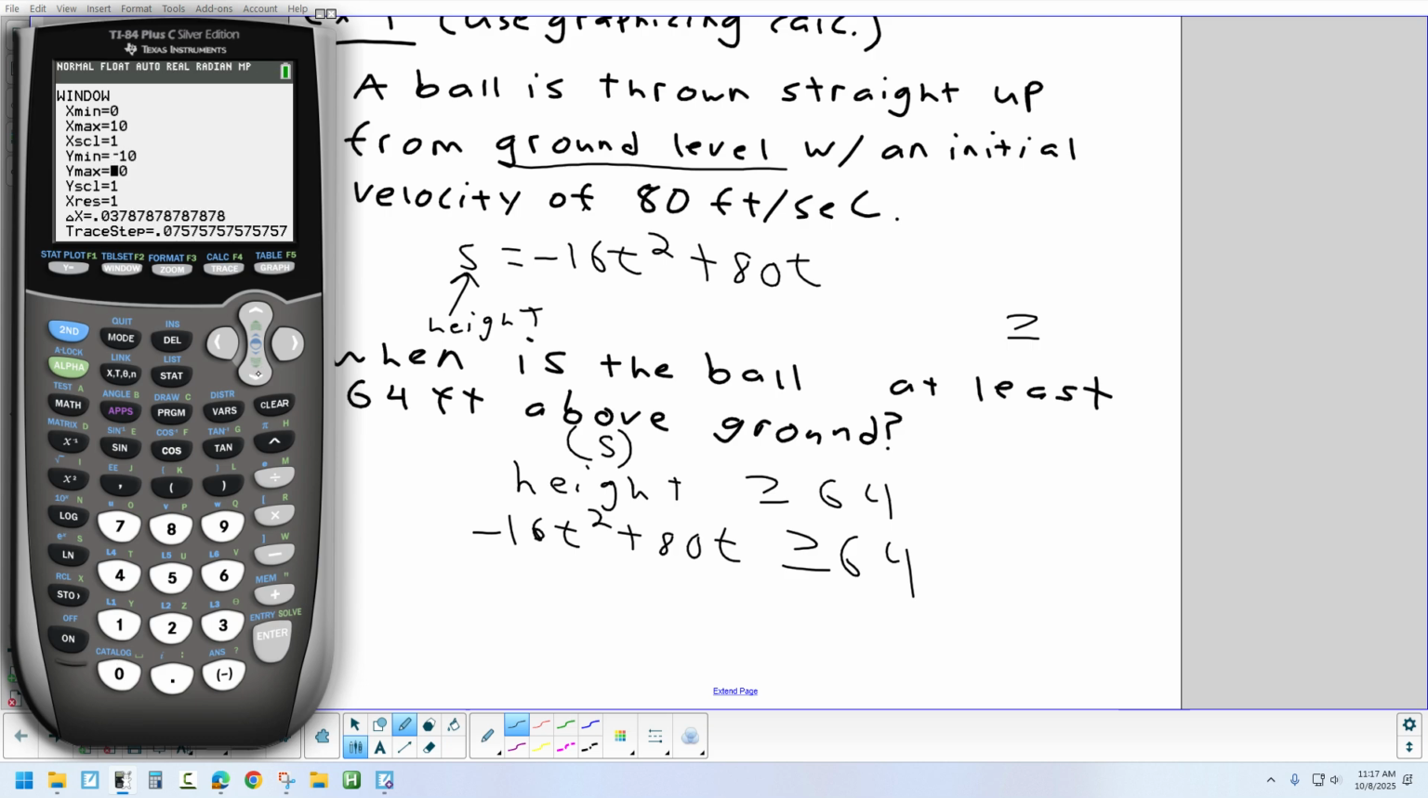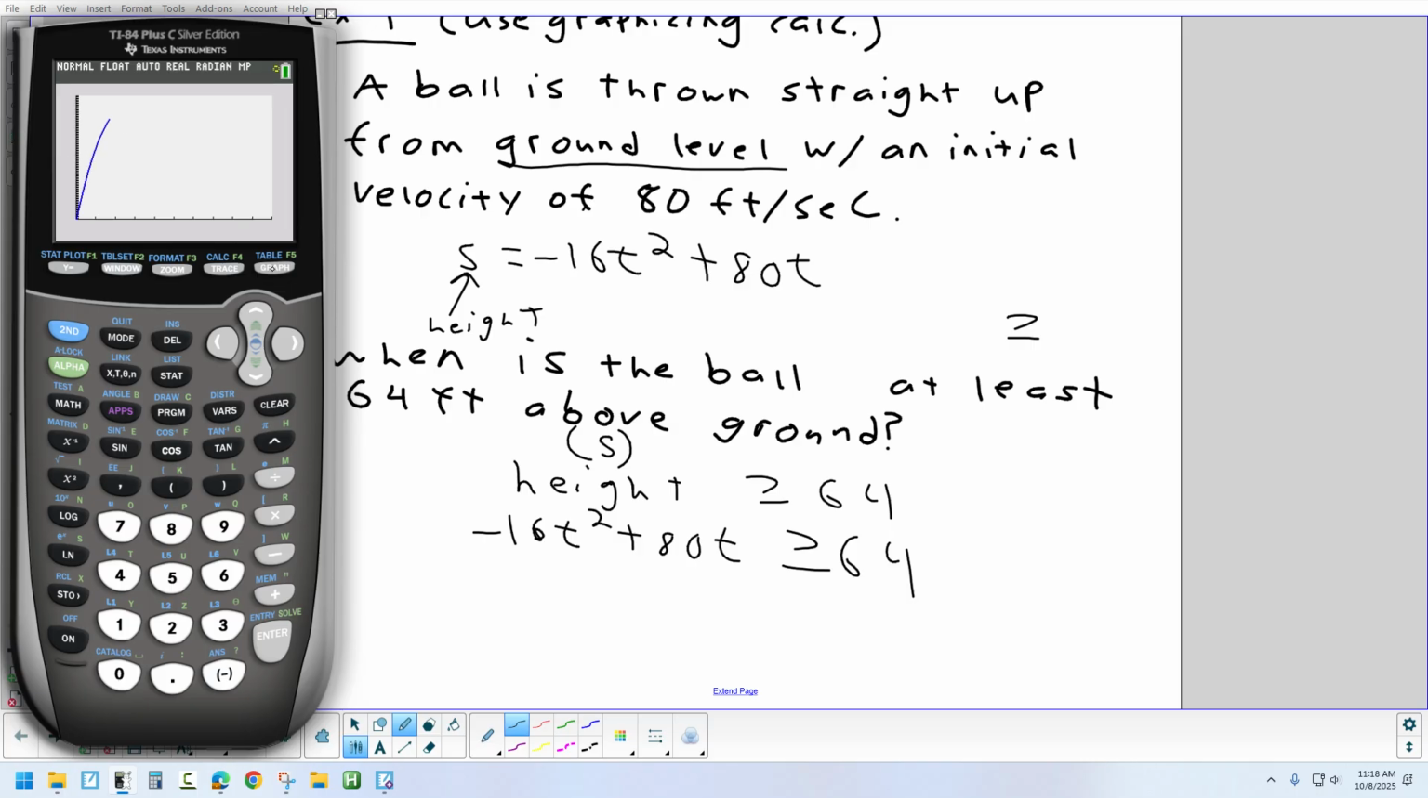Also, what's the minimum height that the ball could have? Yep. 0. We're not talking about underground, it's staying above ground. The max height is how high it's going to go. We don't know that. We could just try 110 feet. And if it goes higher than 110, we'll adjust our graph to go higher. Adjust our window.